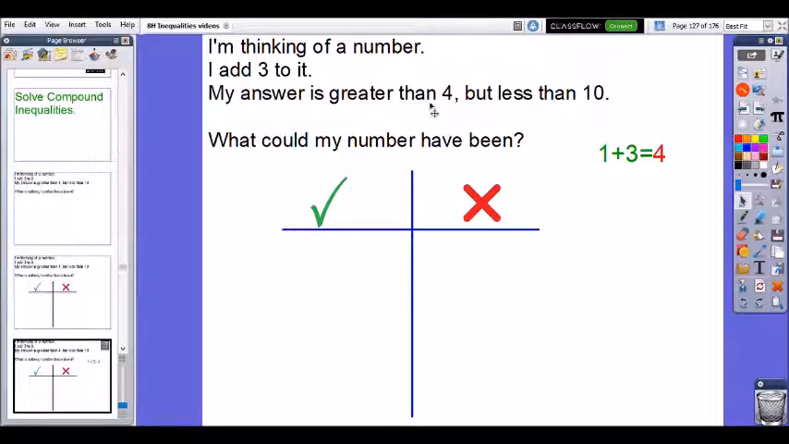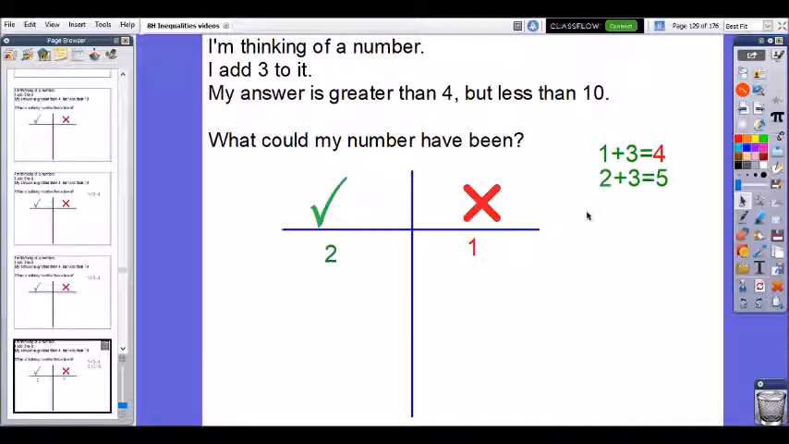Is 4 greater than 4 but less than 10? No, 4 is not greater than 4 because it is 4. So 1 does not work. That doesn't fit my problem. Let's try the number 2. 2 add 3 makes 5, and 5 is greater than 4 but less than 10, so that does work. So 2 fits my problem.